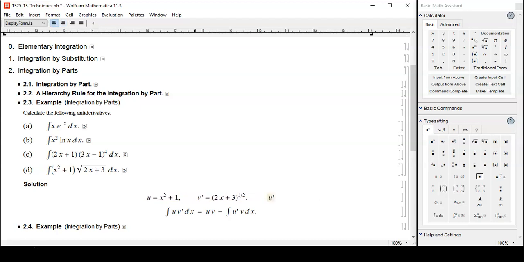Take the derivative: u prime is 2x. And v is, okay, what's this antiderivative? The integral of (2x plus 3) to the 1/2 power dx. What is this? Stop the playback and do it on your own.